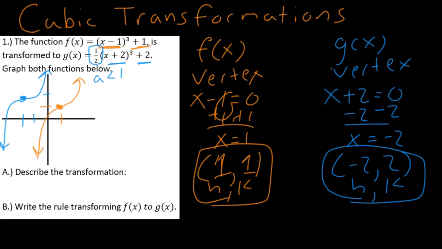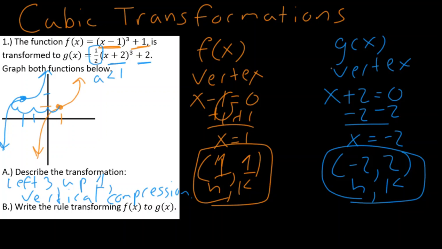Well, from f of x to g of x, we went to the left 1, 2, 3. So we went left 3. You'll always kind of count the vertex to the vertex. We went up 1, and they're both positive a values, so there's no reflection. And we went from 1 to 1 half. Since a decreased, we have a vertical compression. Now, let's go ahead and write our rule.